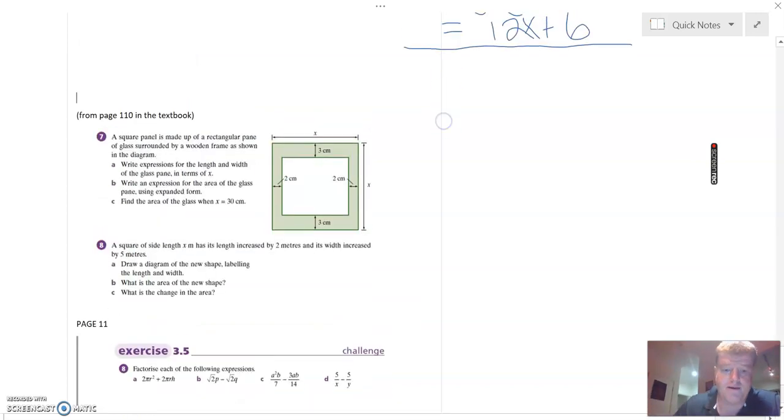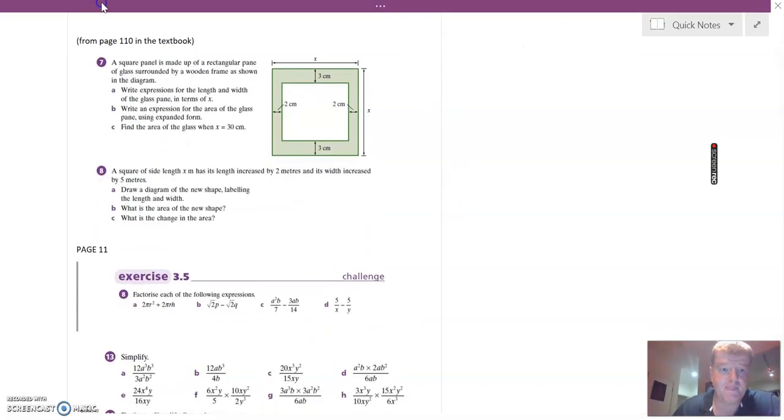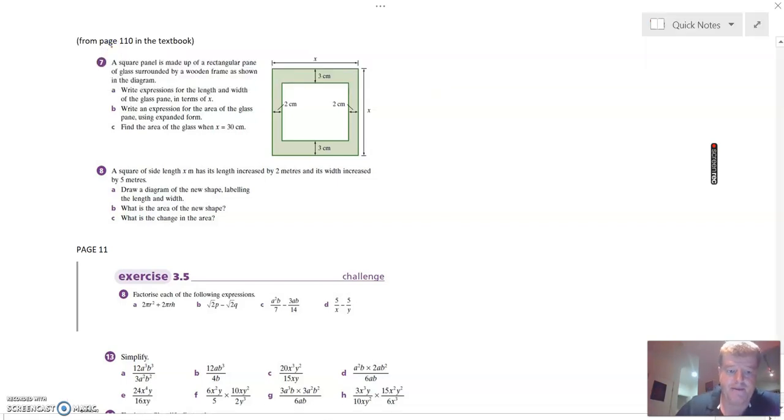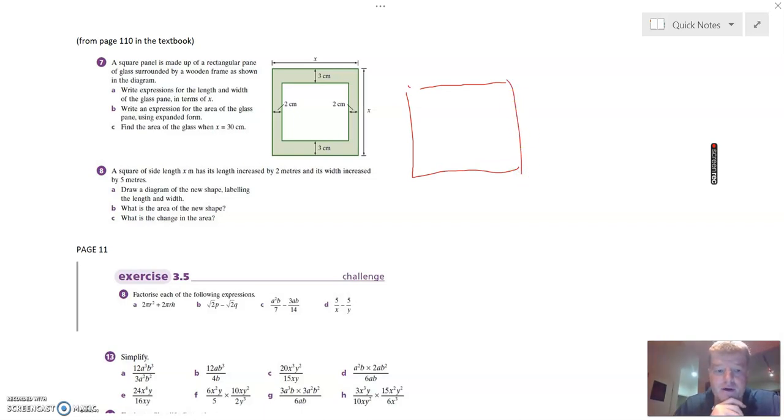Start with a square of side length x. We're starting with a square of side length x, but we're increasing it. So it's no longer a square because one side is being increased by 2 metres and the other is being increased by 5 metres. So our square will now become a rectangle. The longest side is going to be x plus 5. The shorter side is going to be x plus 2.